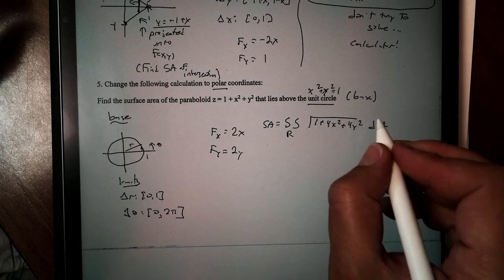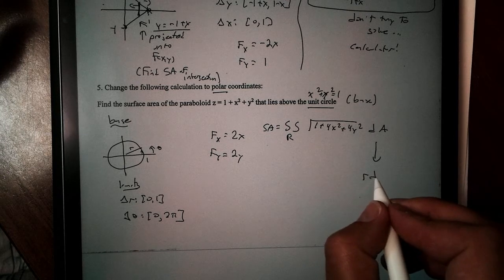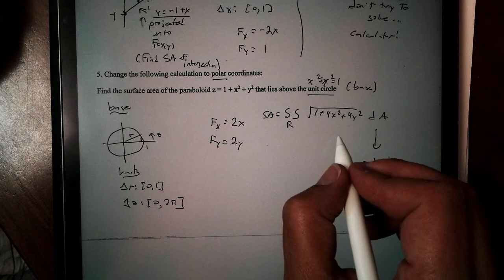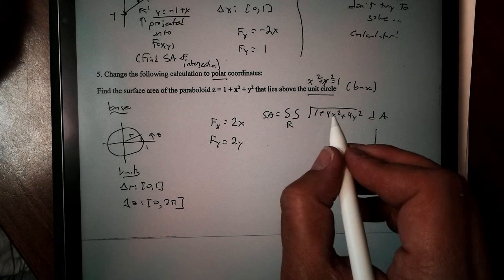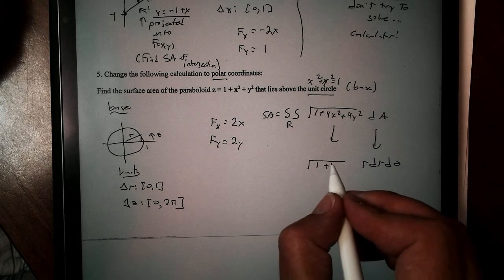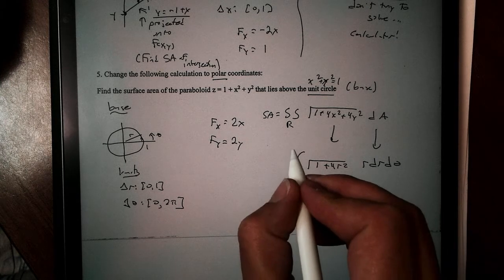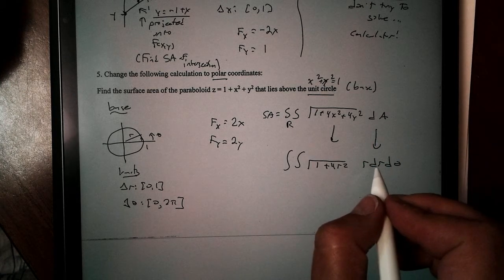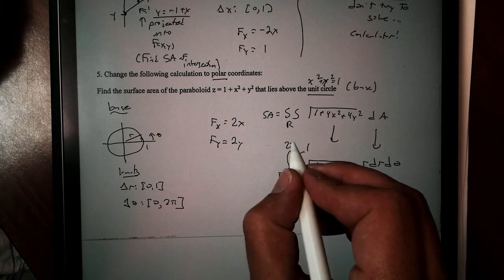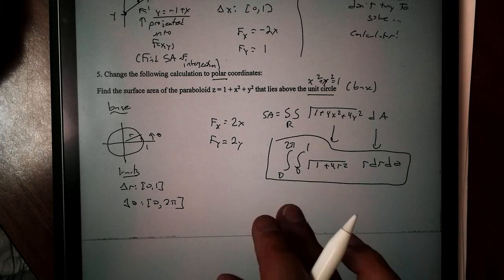So now I'm going to do my conversion. I want to convert this to polar. So that's not too bad. That's just going to be r dr d theta. Like a little joke. R dr. Over here, if I convert this to polar, I got my x squared plus y squared, so we get the square root of 1 plus 4r squared here. And then our double integral, r goes from 0 to 1, and theta goes from 0 to 2 pi. So there's our surface area equation.